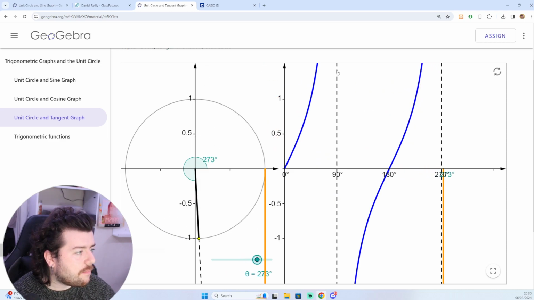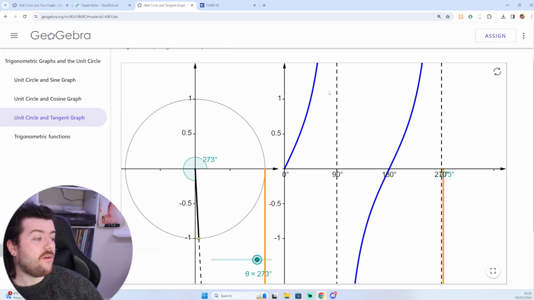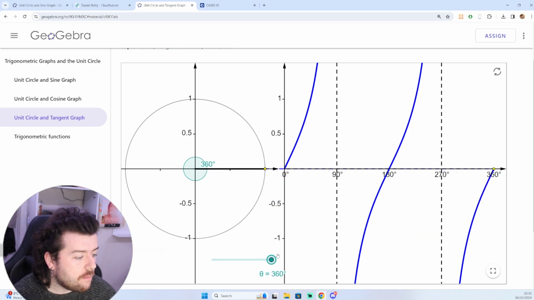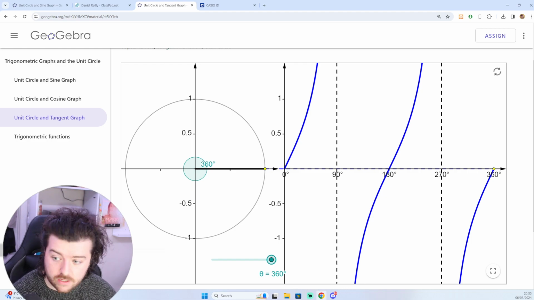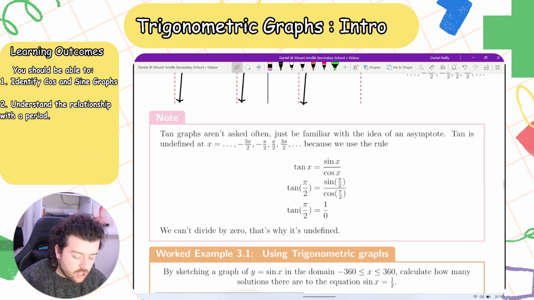So what are these black dotted lines? These are called asymptotes, right? An asymptote is just an imaginary line that a graph will not cross. Don't worry too much about them currently for this chapter. All you need to know is a tan graph has asymptotes, which just means they have lines that they cannot cross. Tan graphs aren't asked too often, so just be familiar with the idea of an asymptote. Tan is undefined at minus 3 pi over 2, minus pi over 2, pi over 2, 3 pi over 2, etc. because we use this rule.